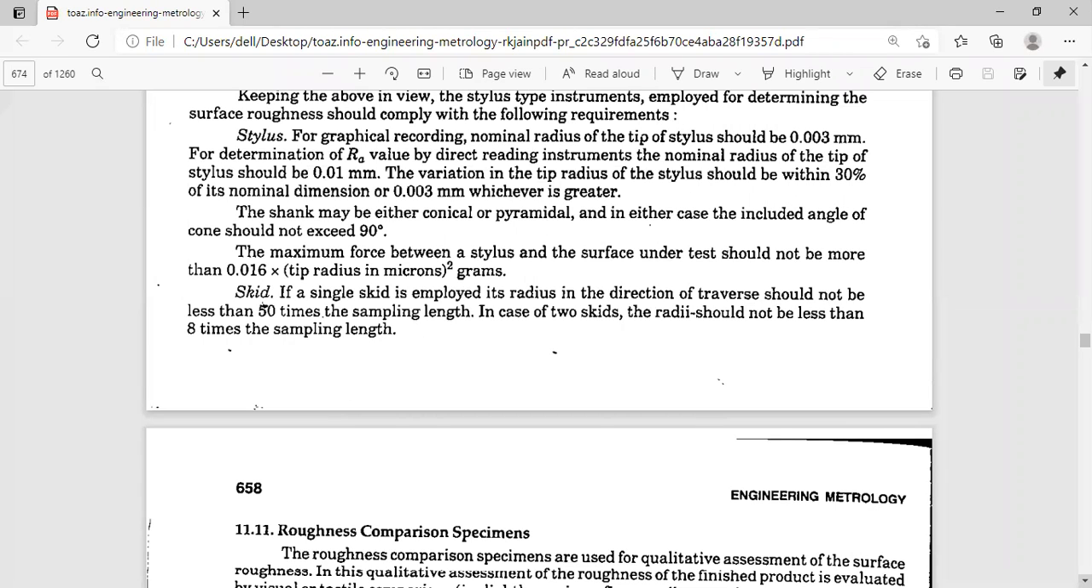In case of two skids, if you are using two skids, the radius should not be less than 8 times the sampling length. That's very important. This is a very important objective type question. Most competitive exams like GATE or RRB or SSC ask this. And that is about the stylus of the probe skid.